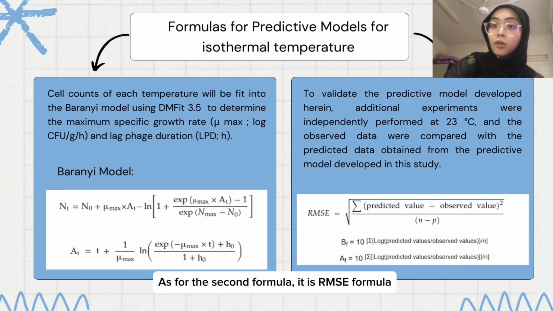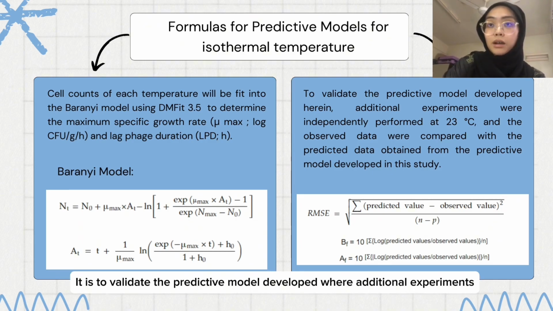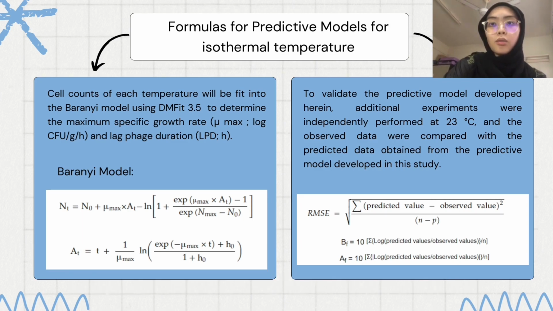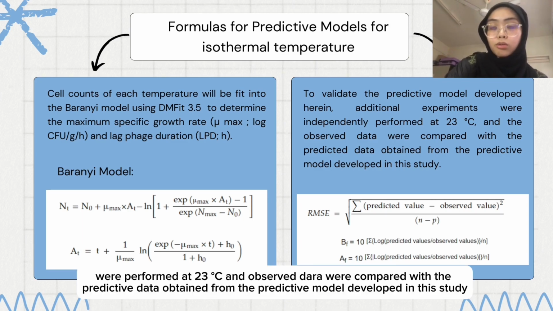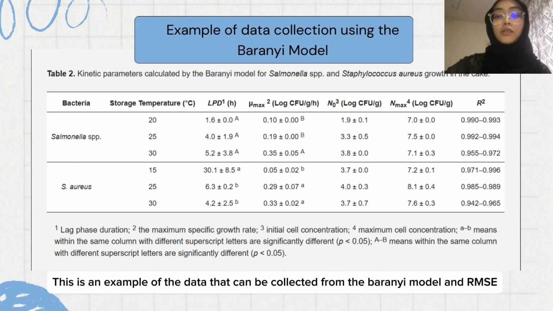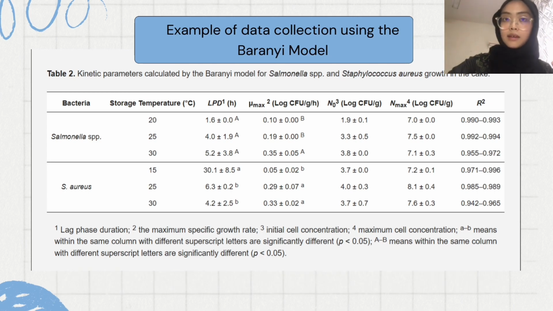As for the second formula, it is the RMSE formula. It is to validate the predictive model developed, where additional experiments were performed at 23 Celsius and observed data were compared with the predicted data obtained from the predictive model developed in this study. This is an example of the data that can be collected from the binary model and RMSE.